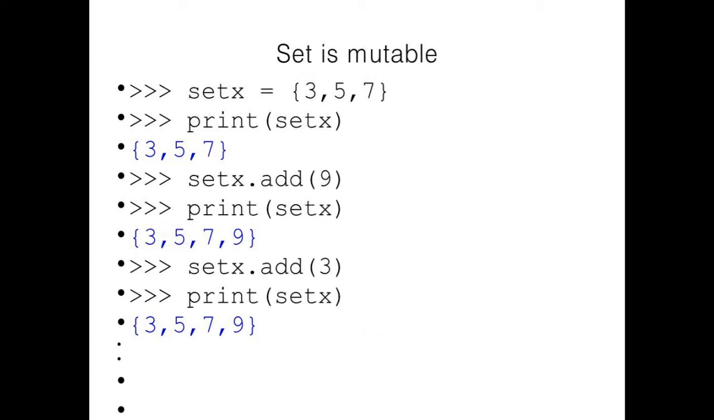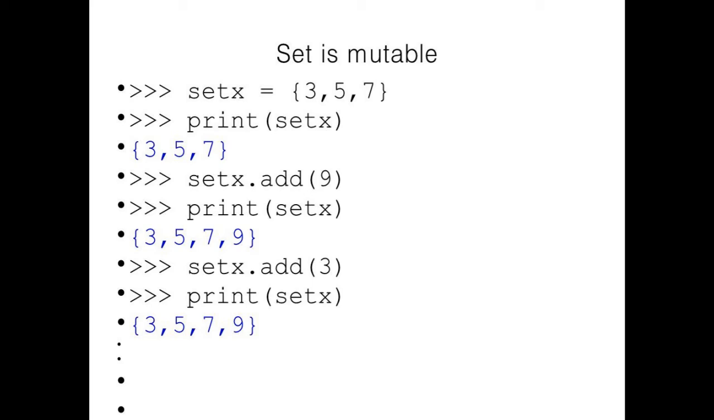We also mentioned that sets are mutable. That means you can change the elements of a set. Here in the first example, we set up a set X which consists of 3 elements: 3, 5, and 7. So we can use the add function to add an additional element, a 9, to set X. So now set X becomes 3, 5, 7, and 9.